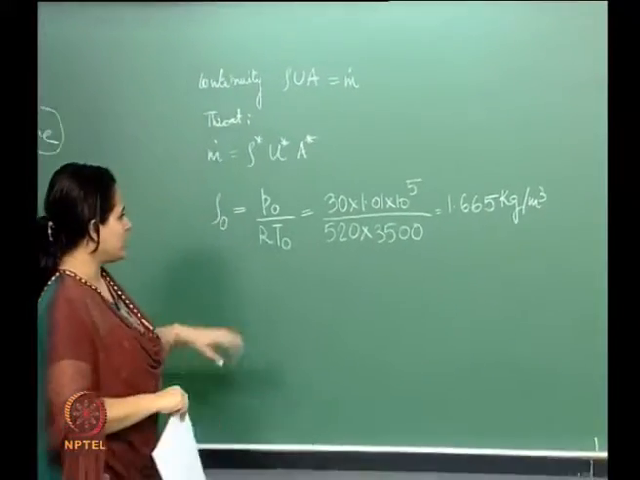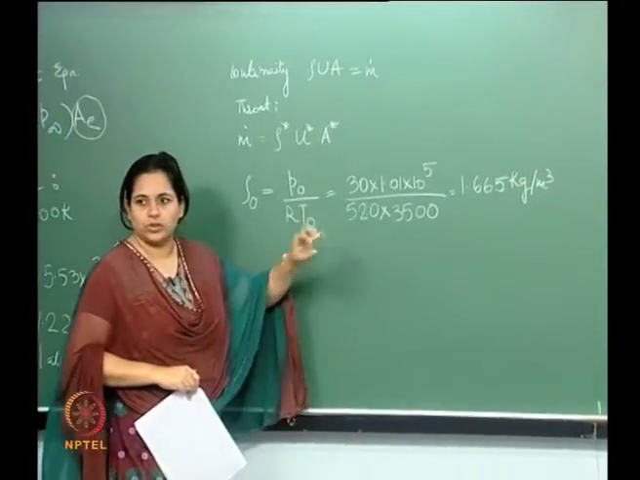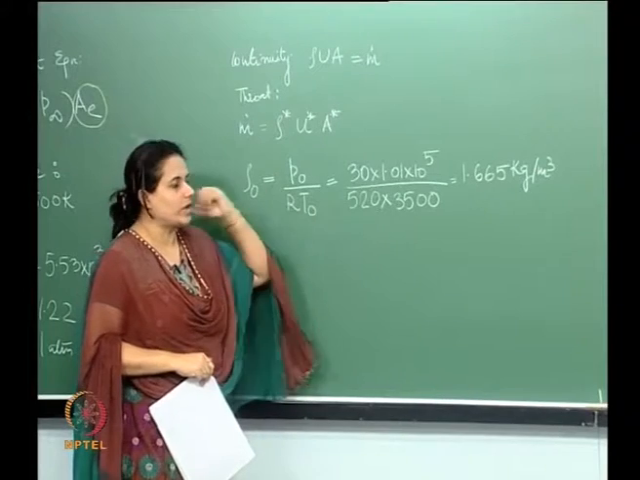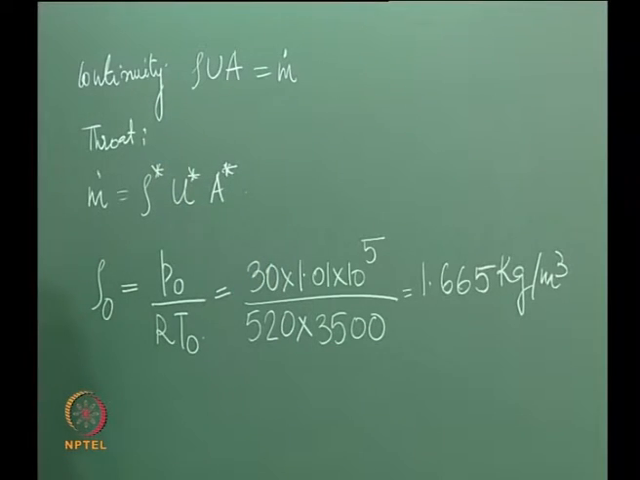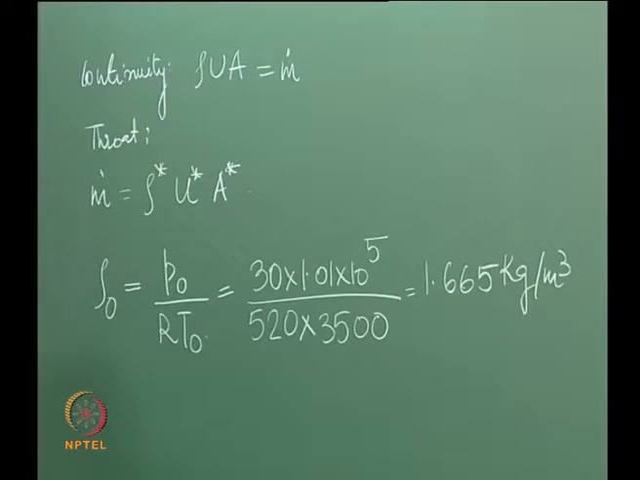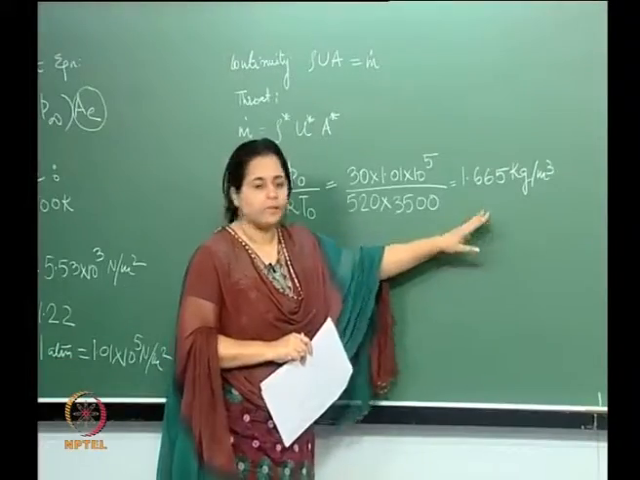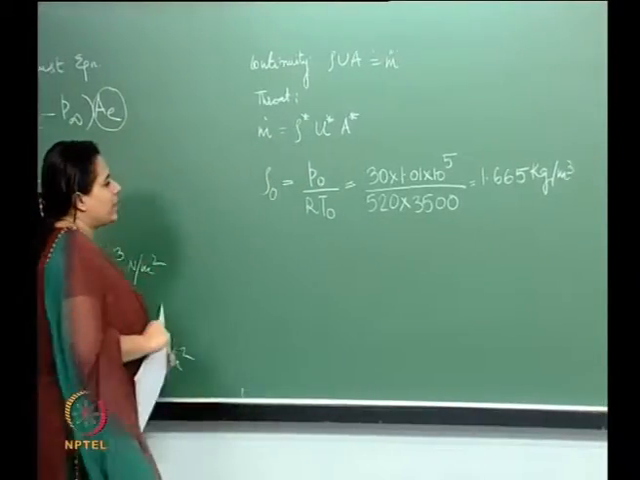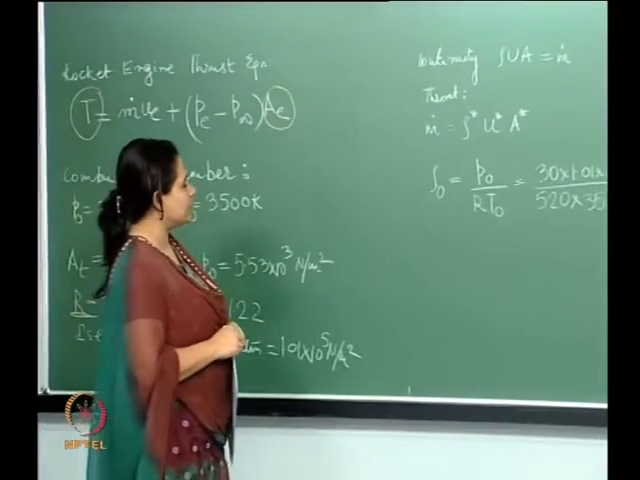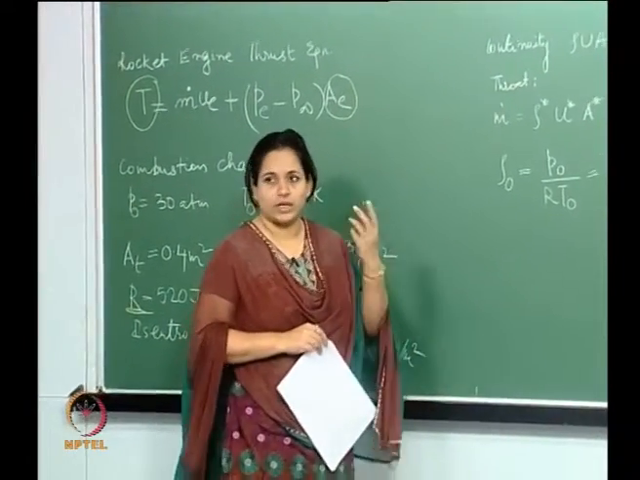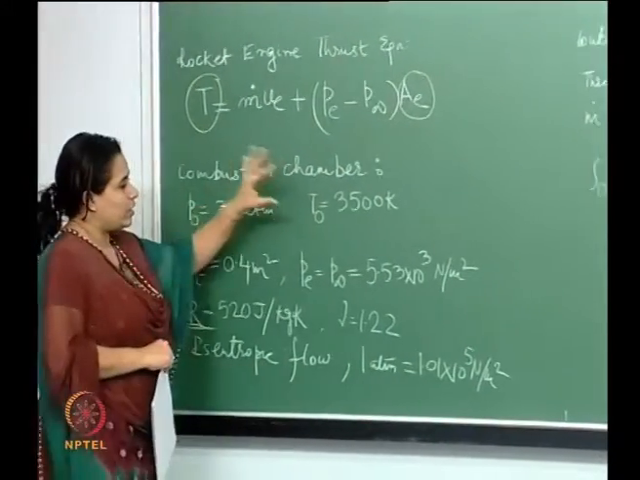You should just cross check this. Use your calculators to cross check that I have got this correct. I might be wrong, so make sure I have got these calculations right. Okay. All right. So, I get the density of the gas mixture in the combustion chamber.